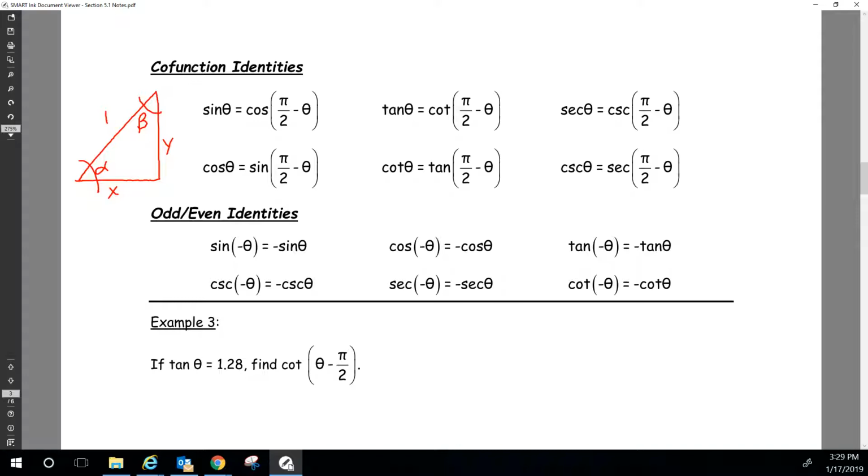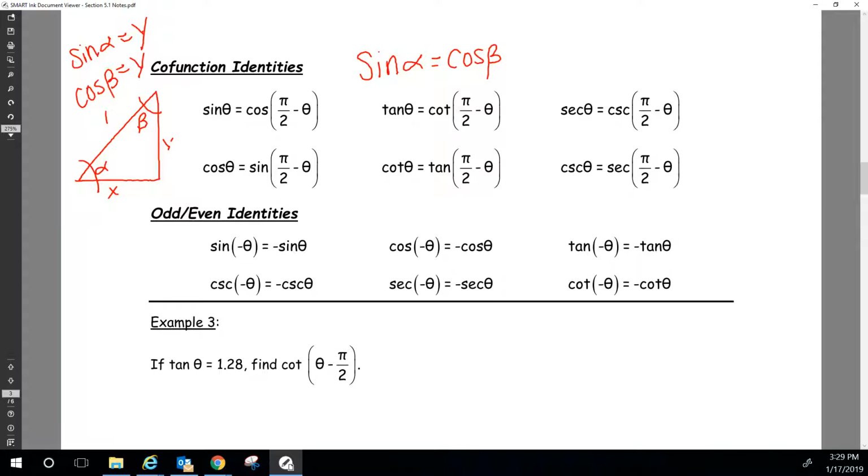What would cosine of alpha be? Sorry, let's go with sine. What is sine of alpha? It would be y over 1, opposite over hypotenuse, so it's just y. Now if I asked you what is cosine of beta, what's cosine of this angle here? That's going to be adjacent over hypotenuse, or again, y over 1. So notice these two are equal to each other. Sine alpha is equal to cosine beta.